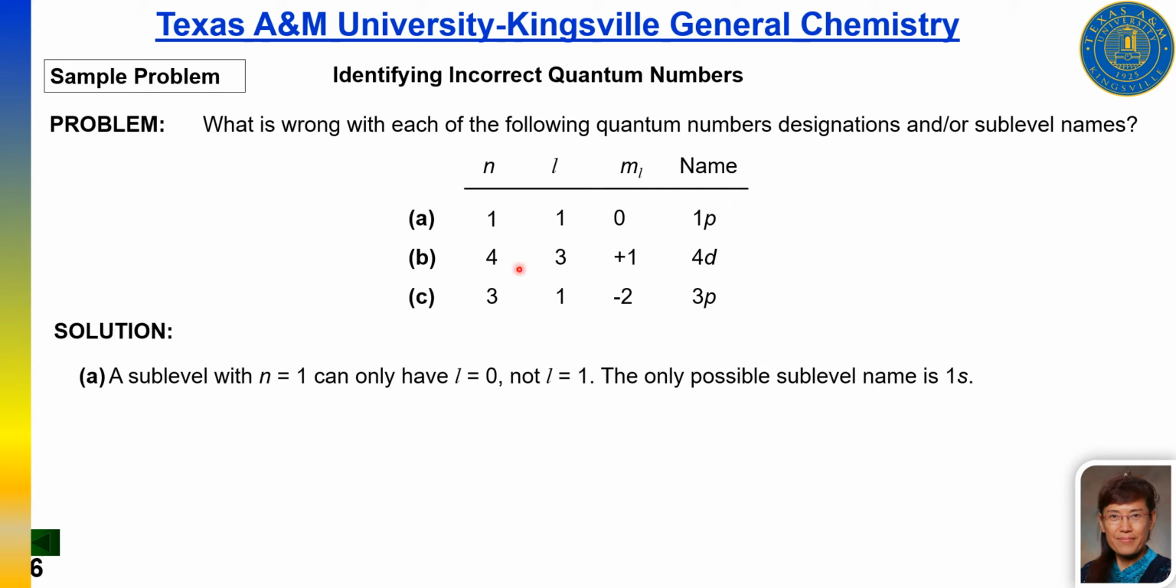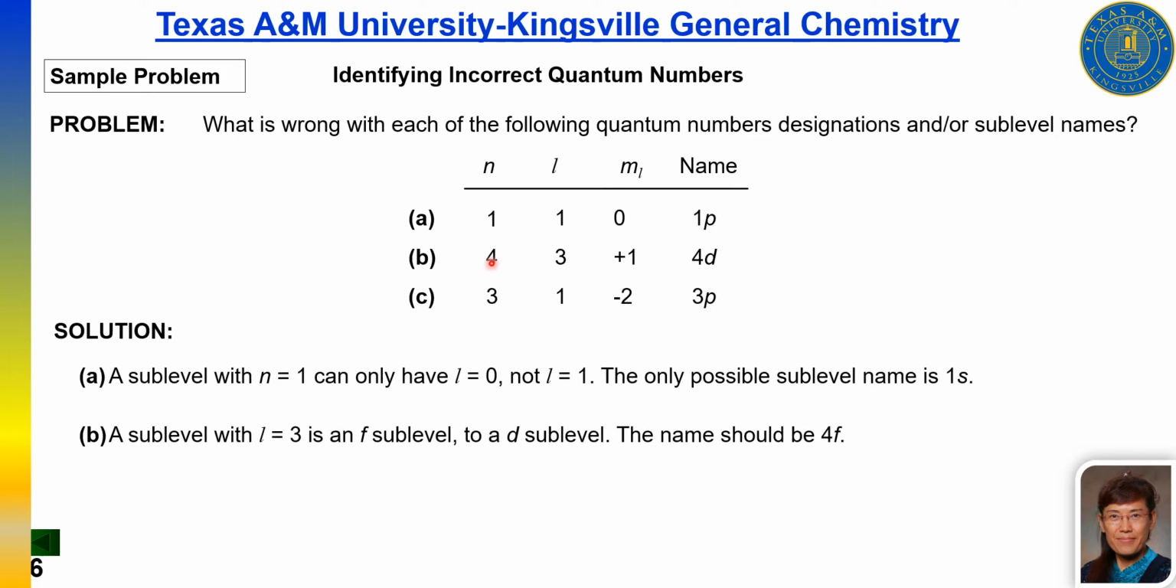Let's see our B. n is 4 and your L is 3, that's allowed. +1 is also allowed. If your L is 3, what orbital do you call it?